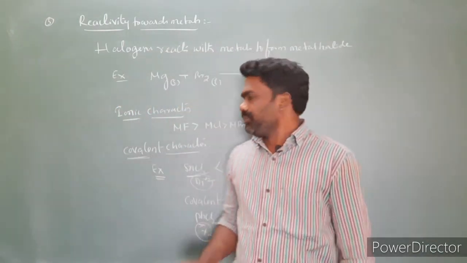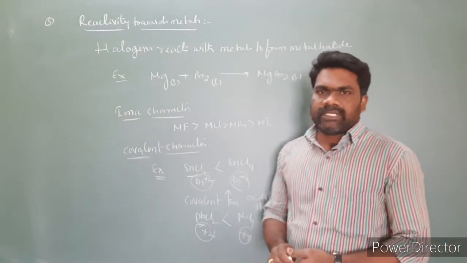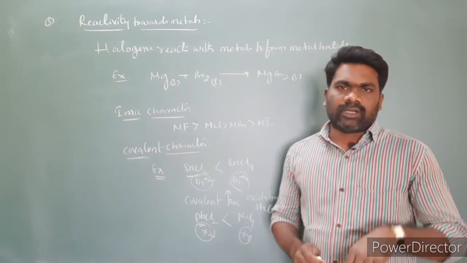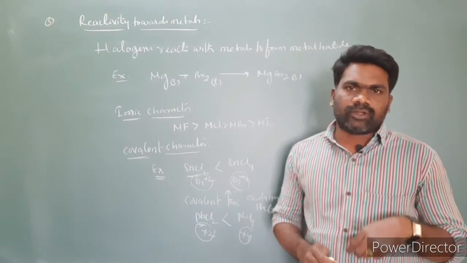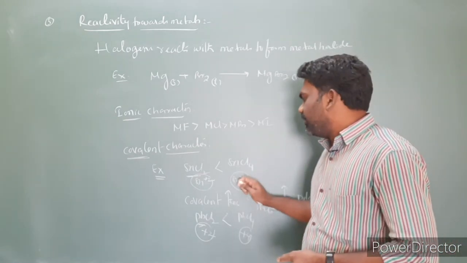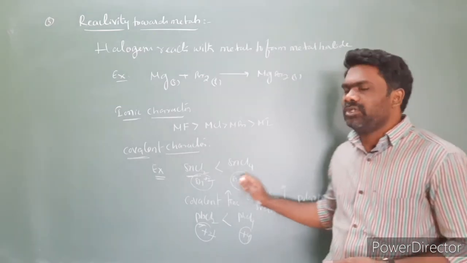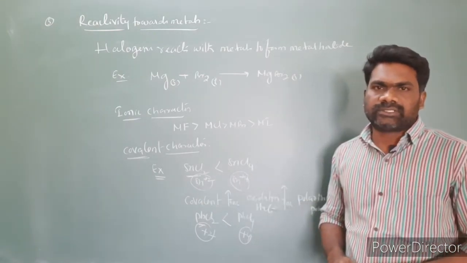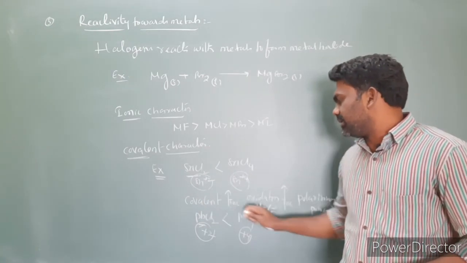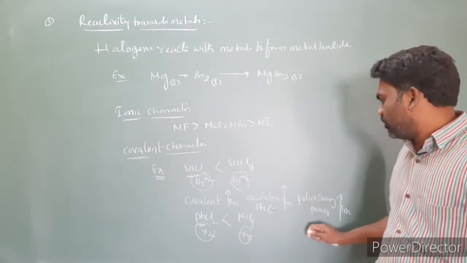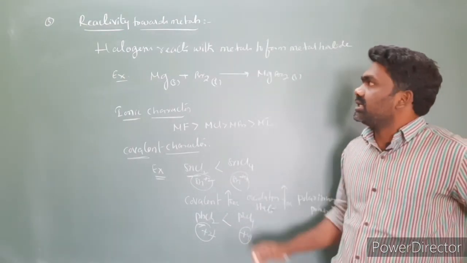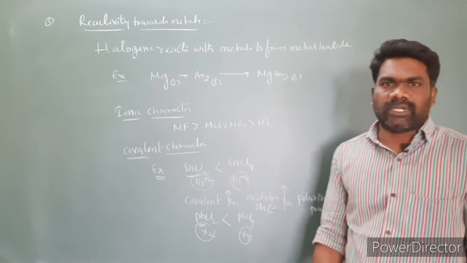The point is, if the metal exhibits more than one oxidation state, in that case the metal with higher oxidation state is more covalent than the metal with lower oxidation state. So as the oxidation state increases, polarizing power increases and covalent character increases. This is the reactivity towards metals.